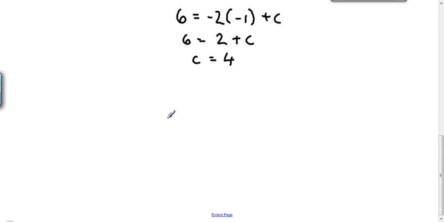Let's finish the equation off then. y = -2x + 4. So what does that mean? It means you have a line that goes down 2 boxes for every box that goes along to the right, and it cuts the y-axis, that's the vertical axis, at the point (0, 4). And that's how you do equations of straight lines. Thank you.